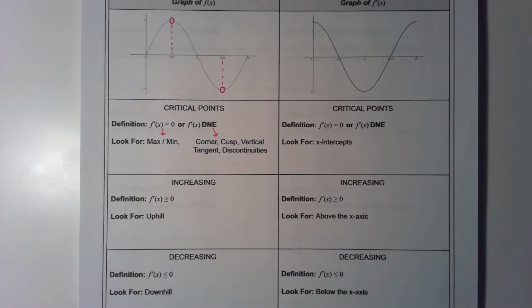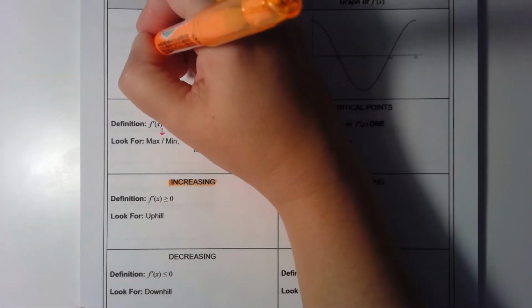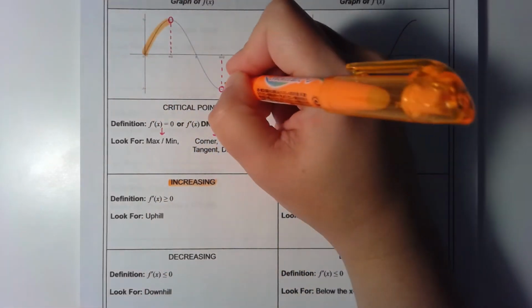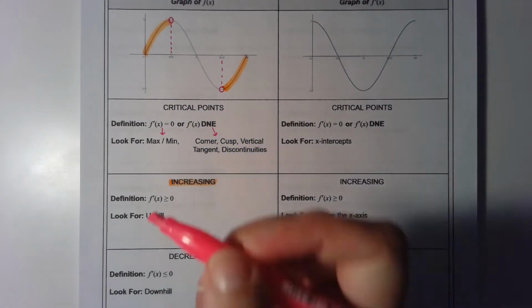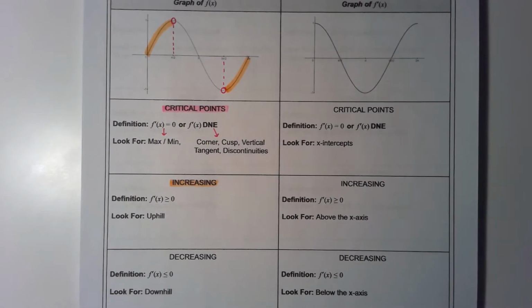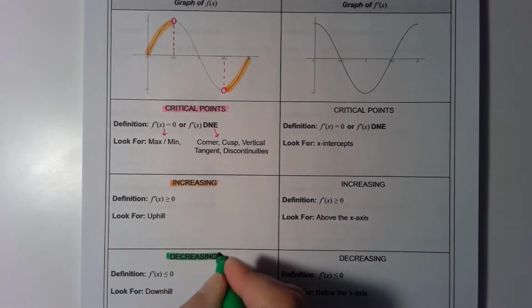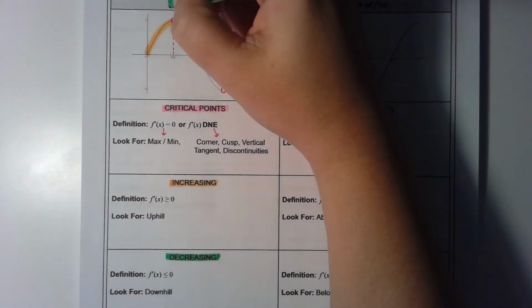If I ask you, where is this graph increasing? Increasing is going to be the parts of the graph that are going uphill. So increasing is going to be where we see a positive slope, which is right here and right here. I should highlight all of these. And if I ask you, where is this graph decreasing? Decreasing is going to be the parts of the graph that are going downhill because the slope is negative, which in this case would be this middle part of the graph right here.